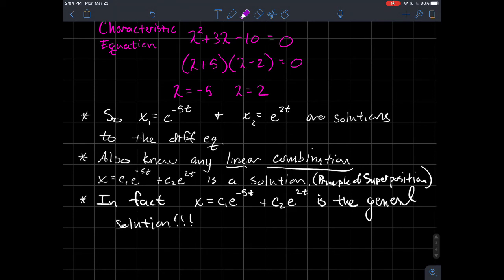So, why is this stuff pretty nice? Well, as soon as you find these two different solutions, which again just come from the roots of your characteristic equation, as soon as you put them together like this, that's it. That's the general solution to the differential equation.